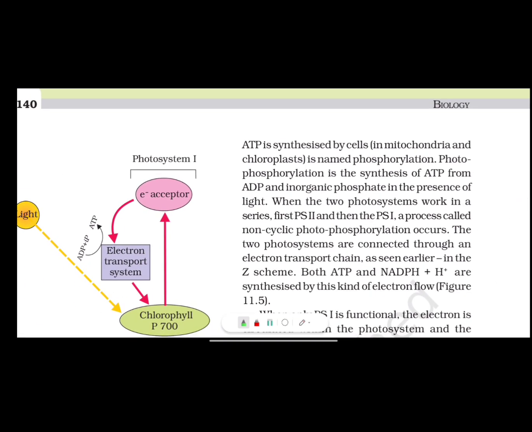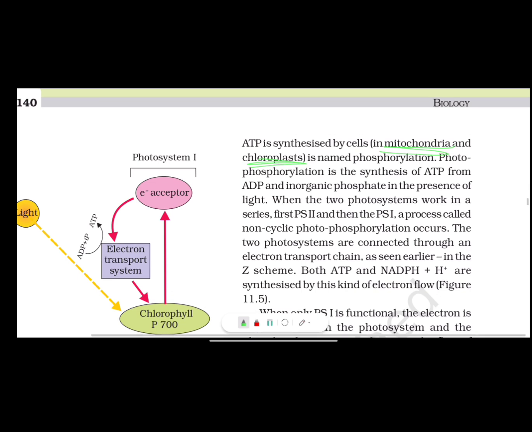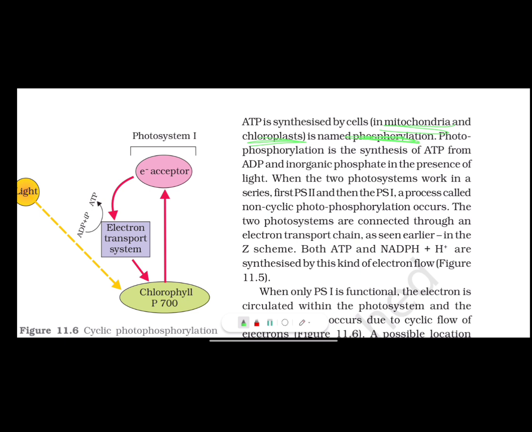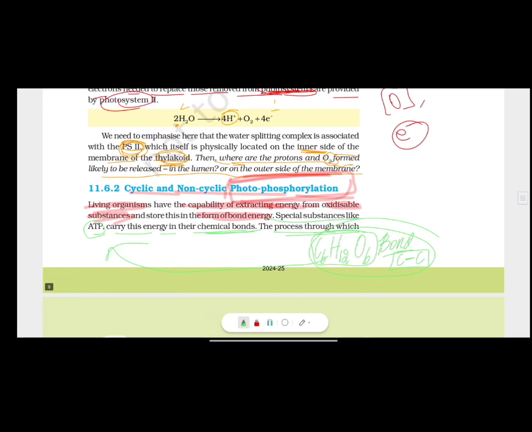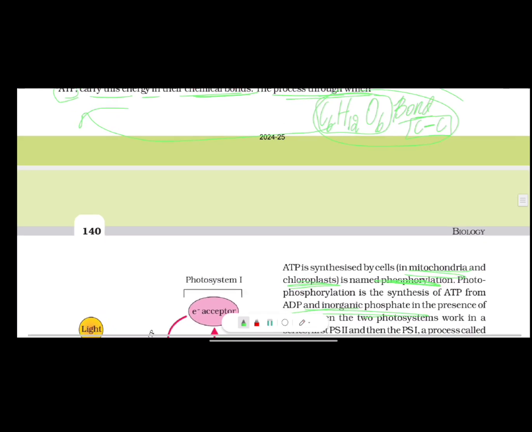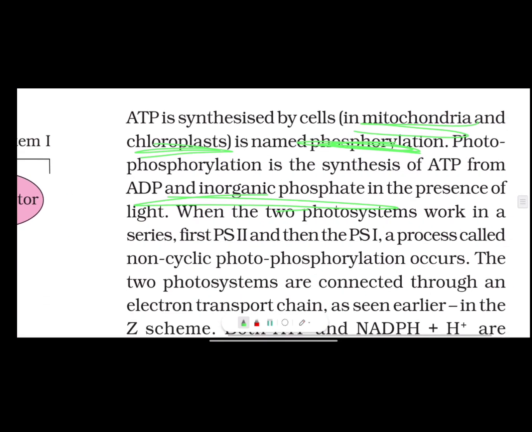Okay, ATP is synthesized by cells in mitochondria and chloroplast. Where is the ATP synthesized? ATP is synthesized in the mitochondria and chloroplast, and its name is phosphorylation. Where does the phosphorylation occur? In mitochondria and chloroplast. Photophosphorylation is the synthesis of ATP from ADP and inorganic phosphate, which we can see from the heading. We can understand more from the heading itself.